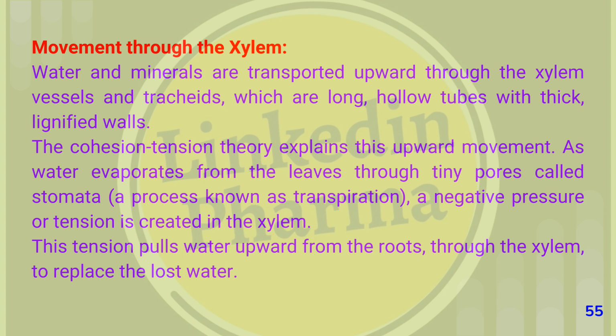As water evaporates from the leaves through tiny pores called stomata, a process known as transpiration, a negative pressure or tension is created in the xylem. This tension pulls water upward from the roots, through the xylem, to replace the lost water.